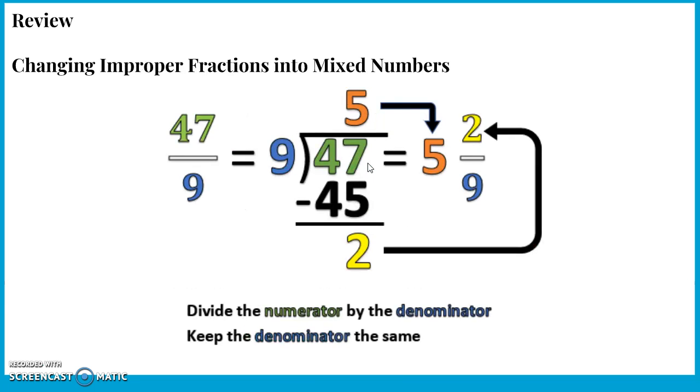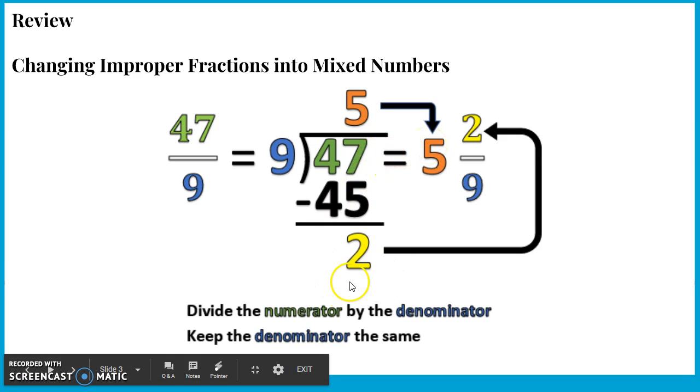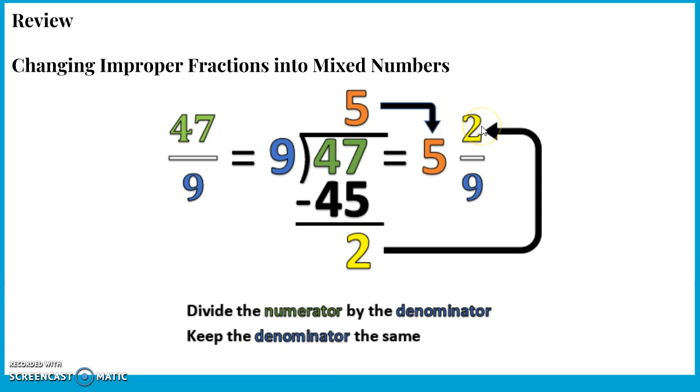Also, when we're changing back from an improper fraction into a mixed number, this time instead of multiplying, we're going to divide. We're going to divide the numerator, 47, by the denominator, which is 9. 9 goes into 47 5 times, which is 45. When you subtract, you get a remainder of 2. The quotient is going to be your whole number. The remainder is going to become your numerator, and the denominator again stays the same. So 47 ninths would become 5 and 2 ninths.